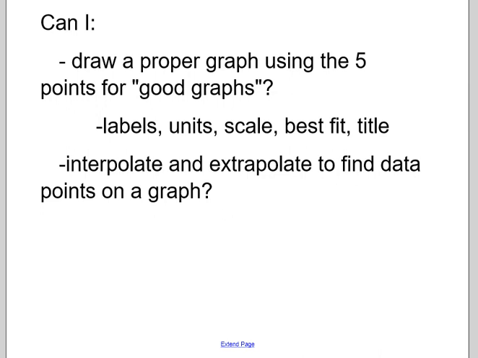I hope that this video has helped you to understand how to draw a proper graph using the 5 good points for drawing proper graphs in science. Also, I hope that you are able to both interpolate and extrapolate to find data points on a graph.